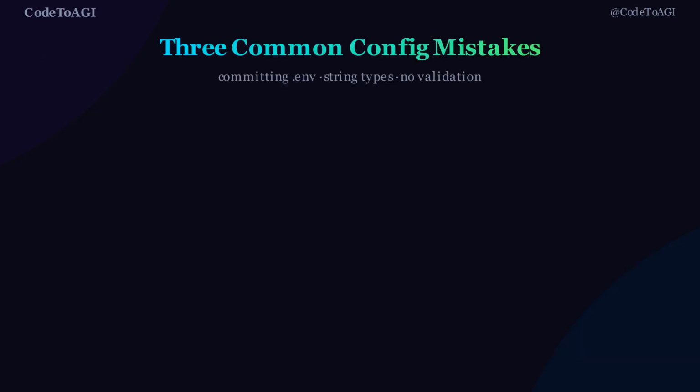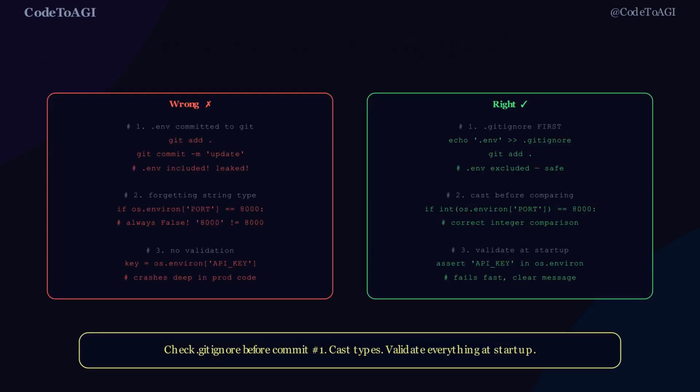Three mistakes that leak secrets or crash apps in production. Mistake 1, committing .env to Git by accident. Always check .gitignore before your first commit, not after. Mistake 2, forgetting that every environment variable is a string. PORT of "8000" as a string will never equal integer 8000.